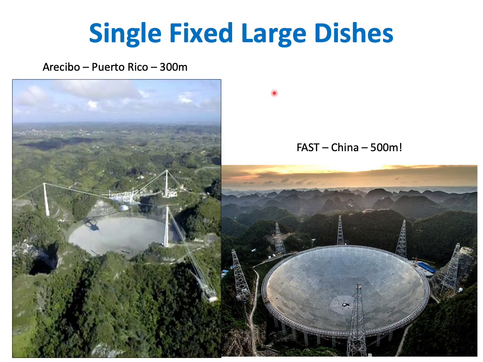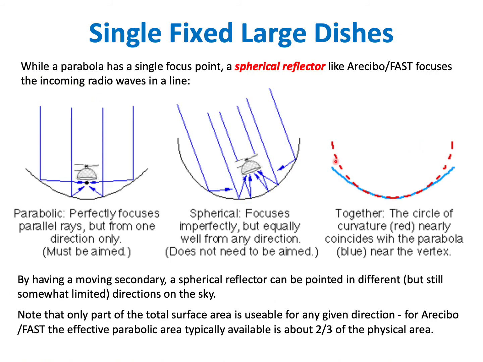Of course, we also have single fixed large dishes. We used to have Arecibo until its recent collapse, which was 300 meters, but we also have FAST now, which is 500 meters. So these are pretty impressive sizes, but there are some caveats. Both of these telescopes aren't actually parabolic. Both of them are spherical.